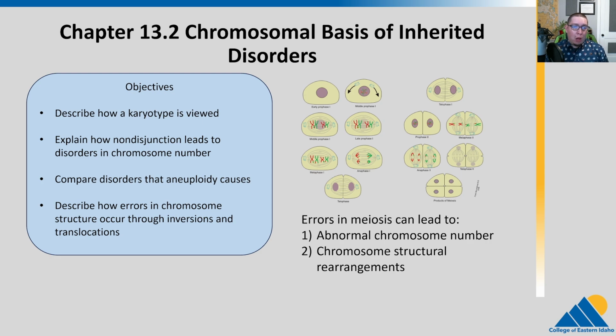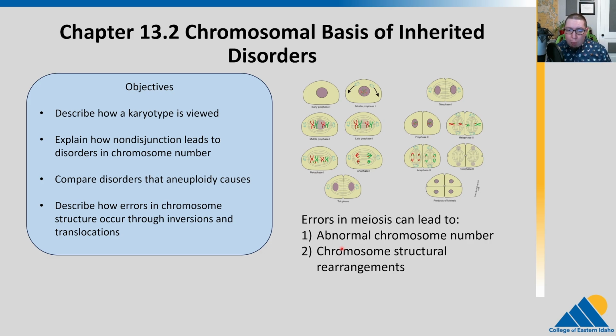And then we will look at aneuploidies. Those are abnormal numbers of chromosomes. And we'll talk about errors in chromosomal structure that can occur. So where is this happening? Well, errors in meiosis can lead to a couple of different outcomes. You could have an abnormal number of chromosomes resulting from errors in meiosis. That's one of the things that could occur.